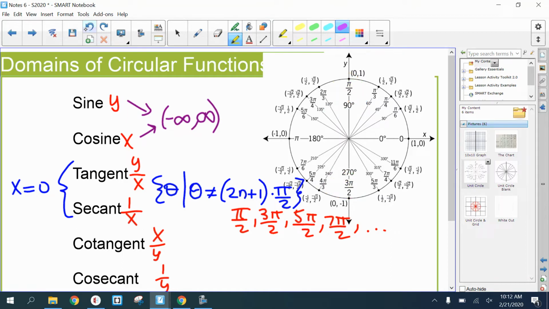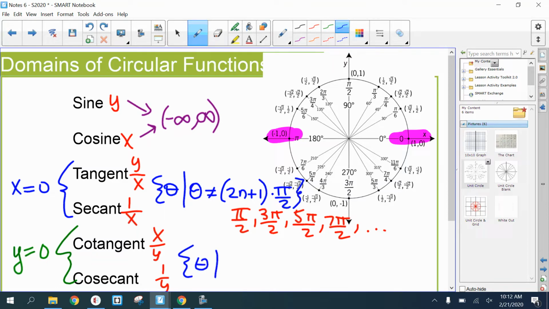If you look at cotangent and cosecant, you're going to have a problem if y equals 0. And so if you look back at the unit circle, you're going to have an issue when y equals 0 right there. At 0 and at pi and at 2 pi and 3 pi, 4 pi, 5 pi, 6 pi, basically multiples of pi. So the domain for these two functions is going to look something like this. Any angle such that that angle is not equal to a multiple of pi, like pi, 2 pi, 3 pi, 4 pi, and so on.